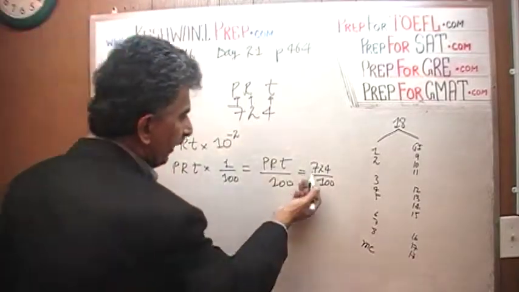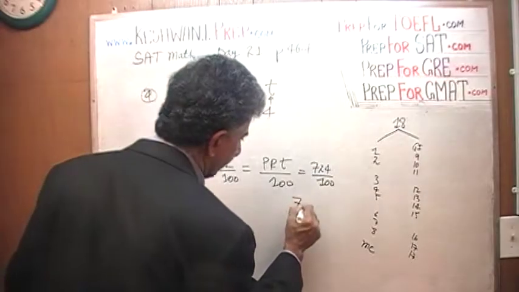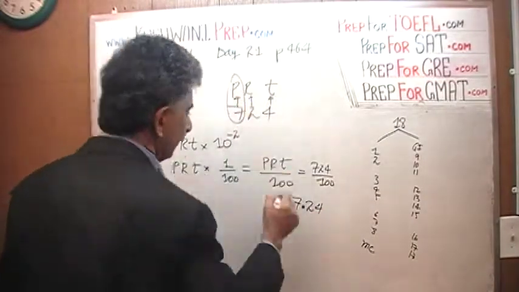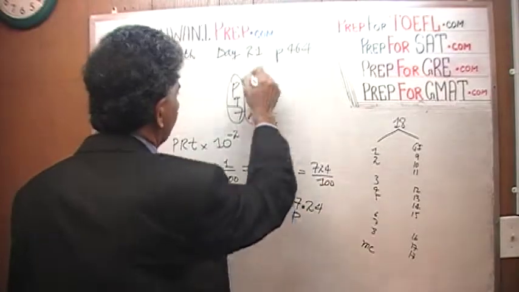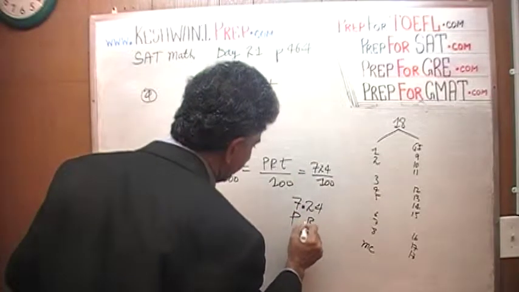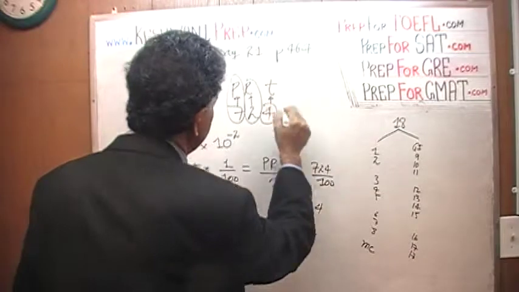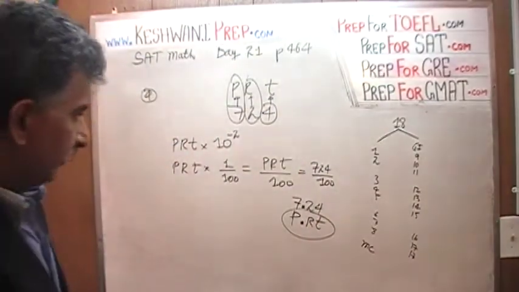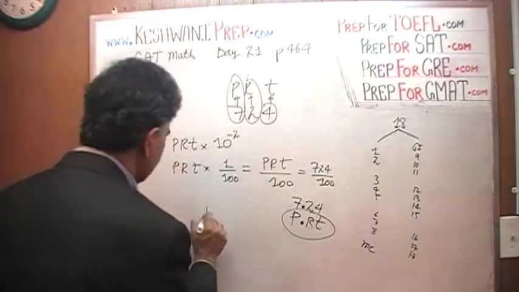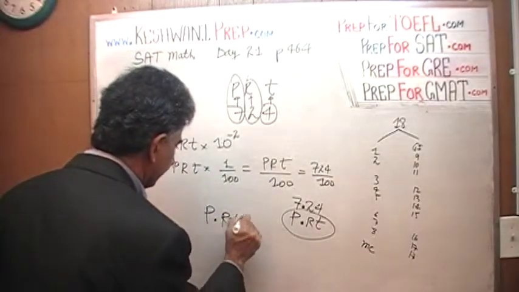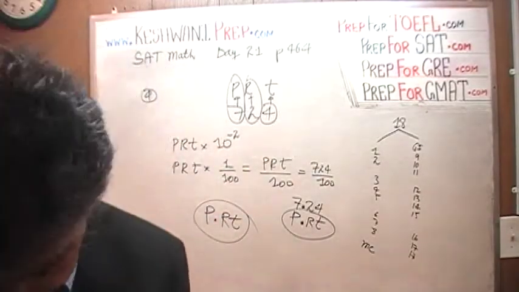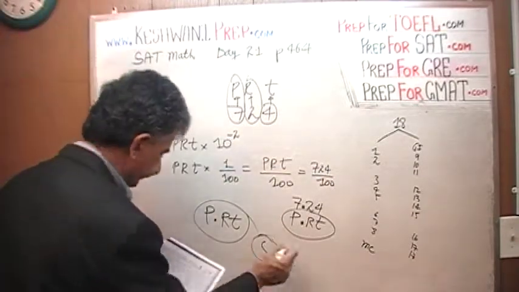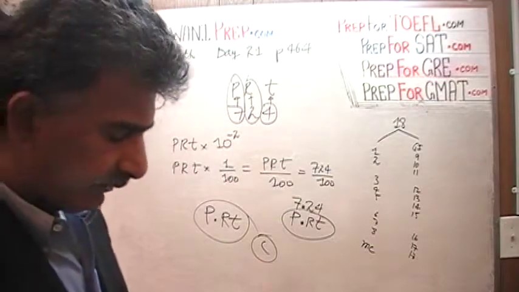So, what happens when you divide 724 by 100? You end up with 7.24. Your 7 is P, your 2 is R, point, and then finally T is 4. There you go. So in terms of symbols, it will look like P point RT. That's our answer, P point RT, and that will be answer choice C. Let's go to the next one, number 5.